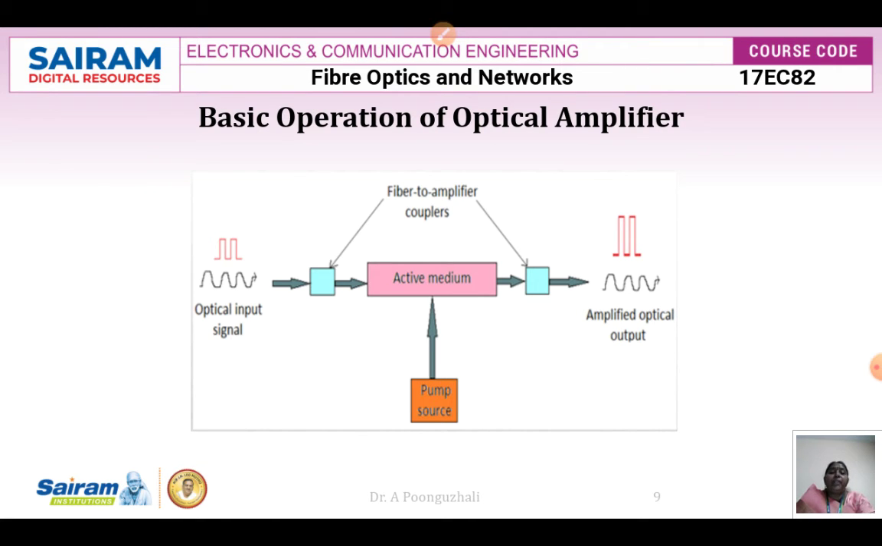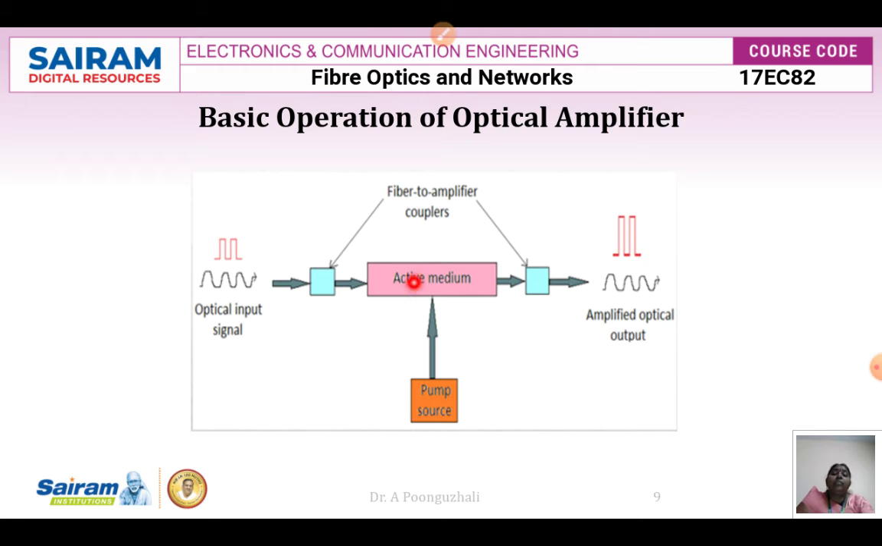Next is the basic operation of the optical amplifier. Here we have the optical signal, which is of different wavelengths. This optical signal is coupled through the fiber to amplifier coupler, and then it is sent to the active medium. The active medium is the medium where the signal is propagated.